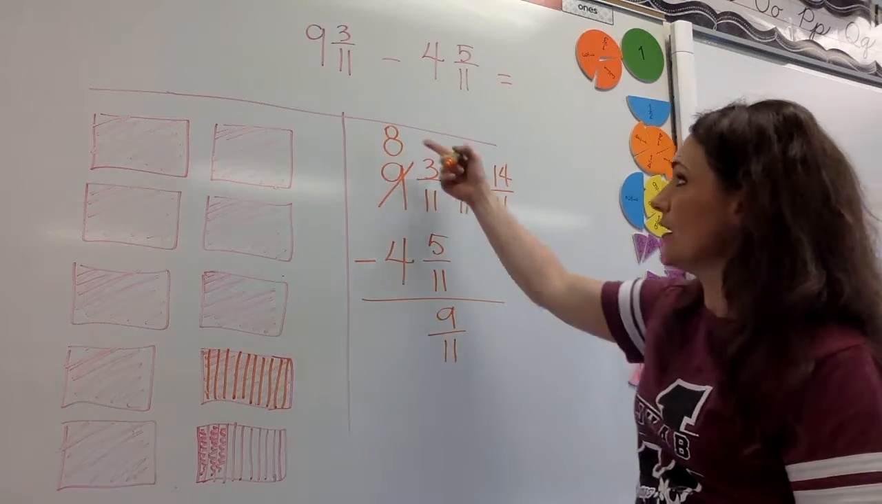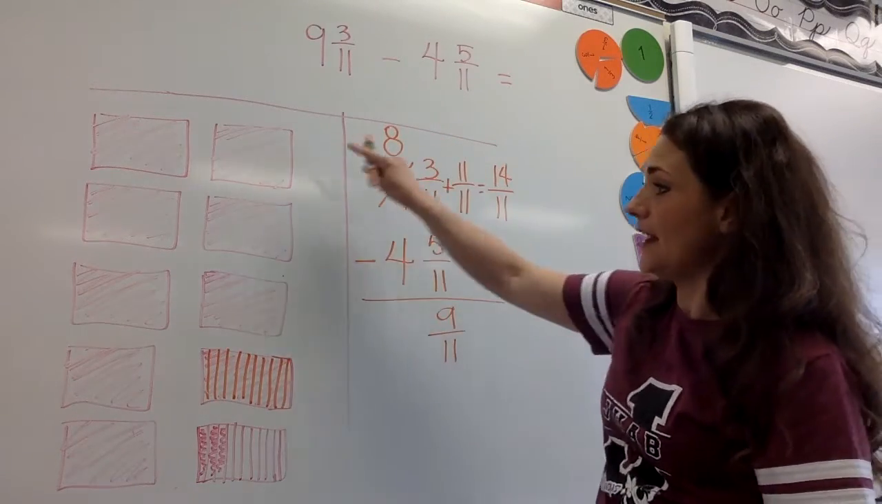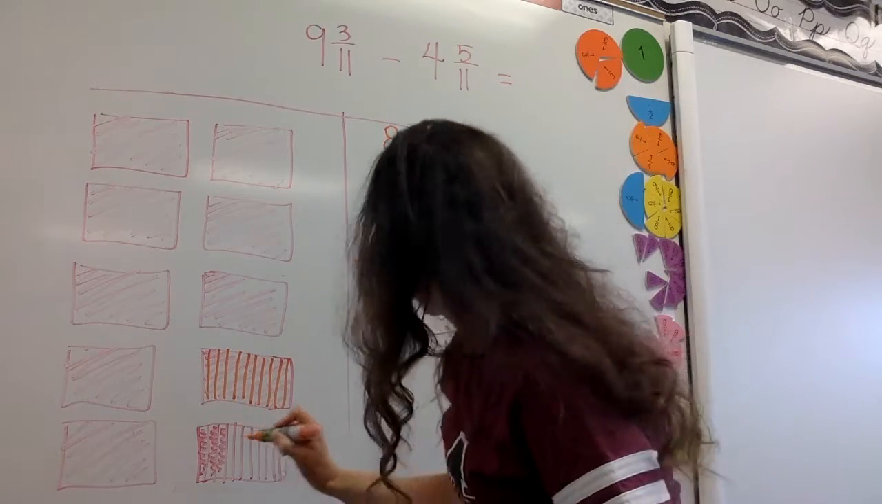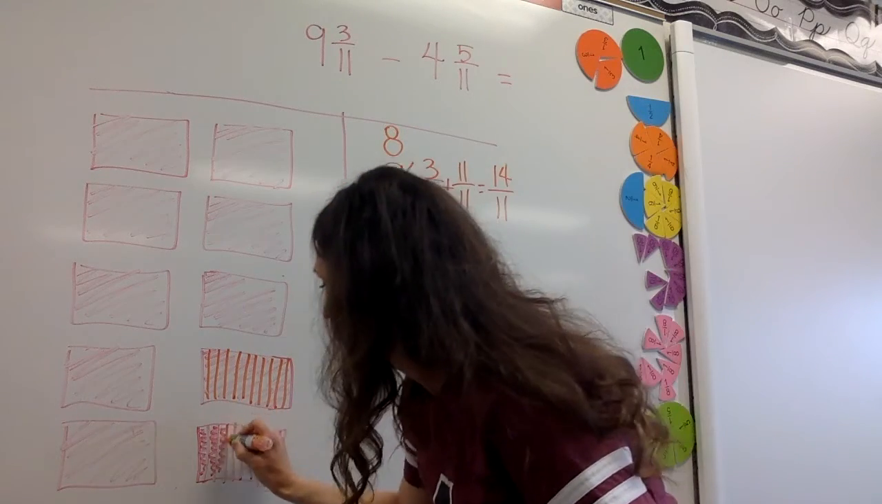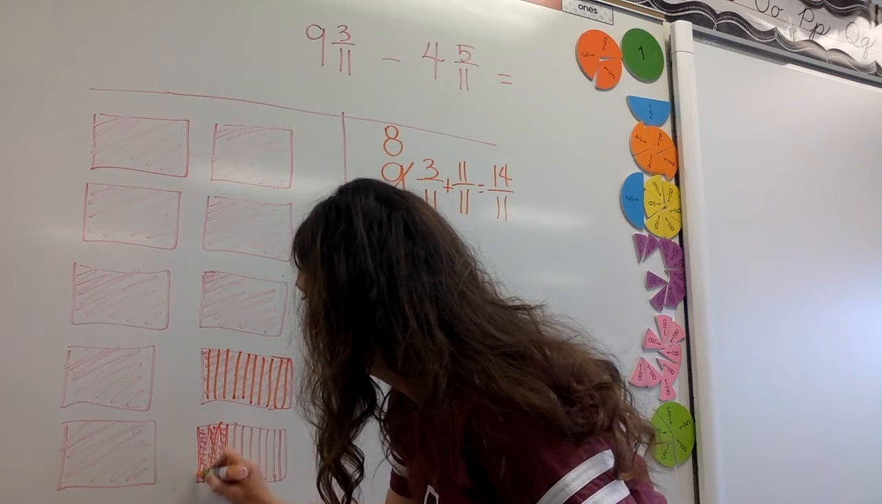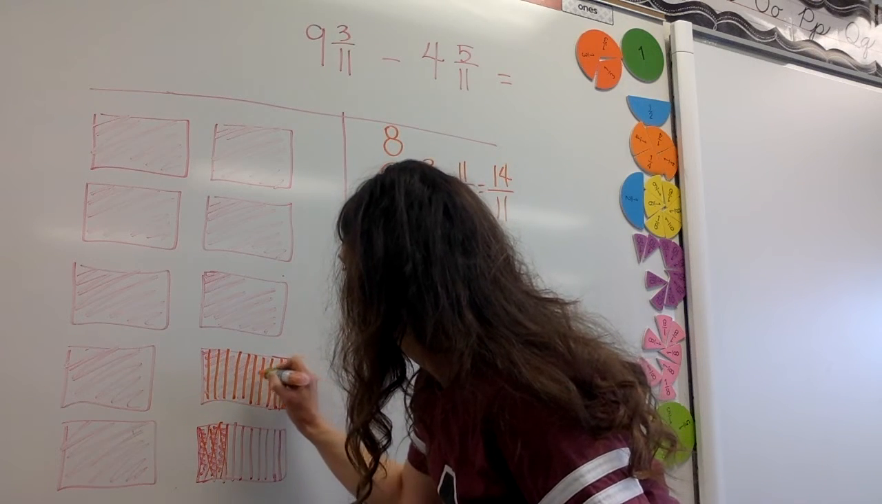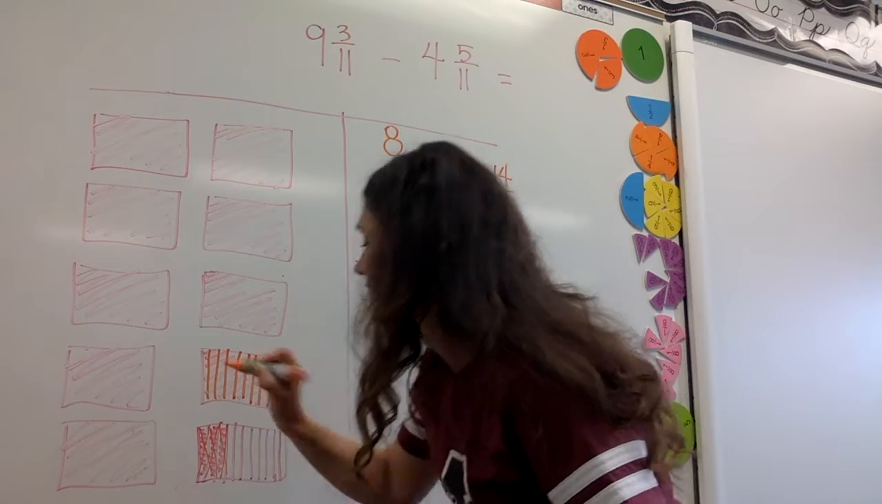And now I can subtract my whole numbers. Now, I now have 8. Oh, I guess I can subtract this in my picture. So I'm going to take off 5 of them: 1, 2, 3, 4, 5. And I had 1, 2, 3, 4, 5, 6, 7, 8, 9 left.